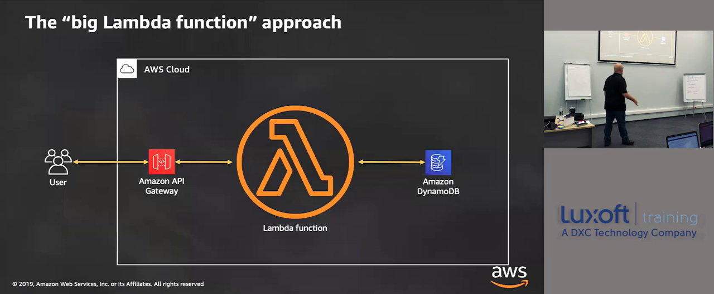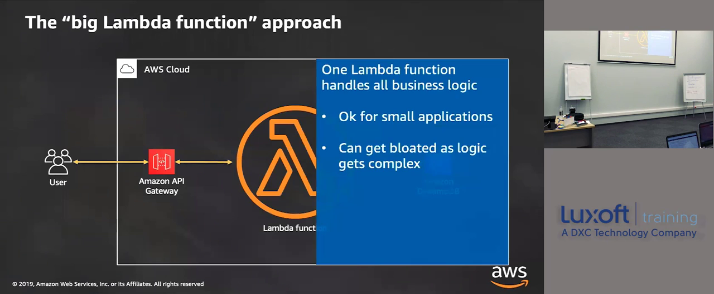So one of the common patterns we see, I just dropped those others so they're not in the way, is the big Lambda approach. The big Lambda approach says one Lambda is going to handle my whole application. Now this works, and it's okay for small applications, but it can get pretty bloated as our business logic gets complex. When I'm building that payment processing that I had, this gets pretty hairy because I've got 5, 10, 20, 100 billion lines of code, and sometimes it can be hard to maintain.